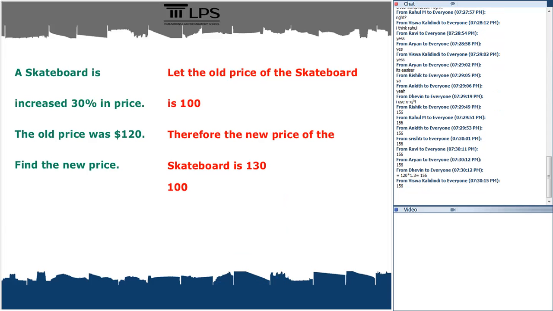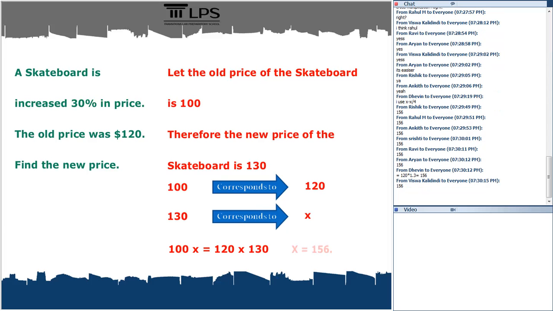Okay, so 100 corresponds to 120, 130 corresponds to how much? So the answer to that question is 156. Very good. I think by this time everybody is there.